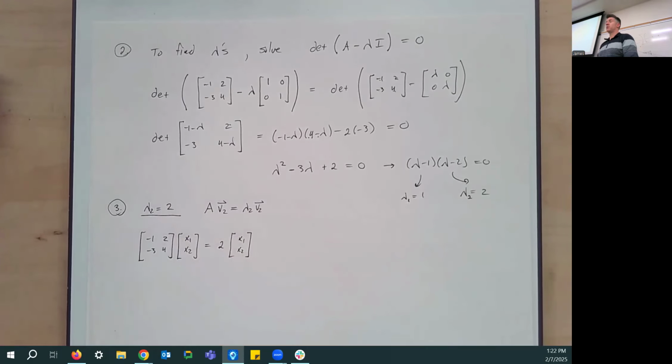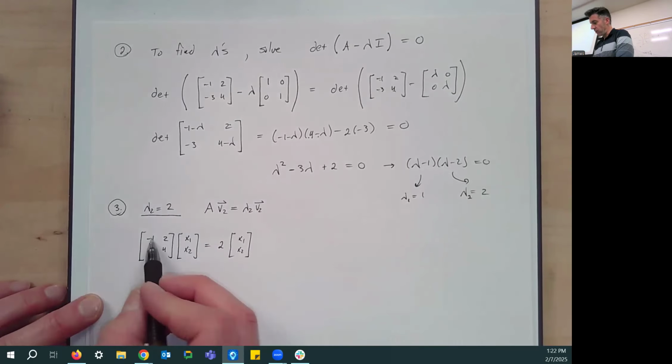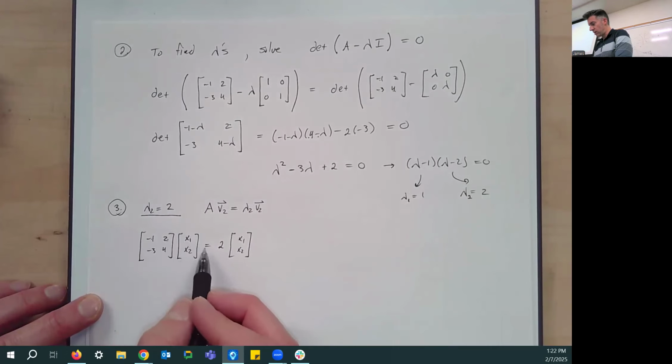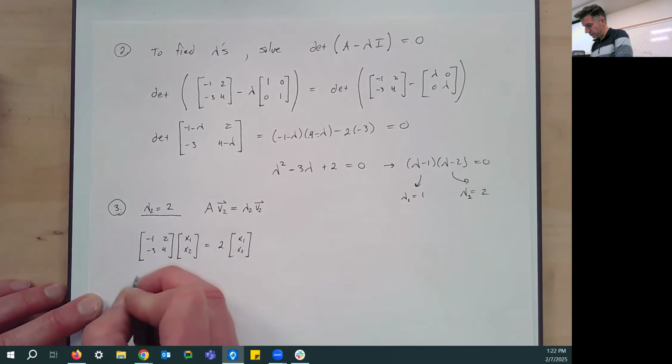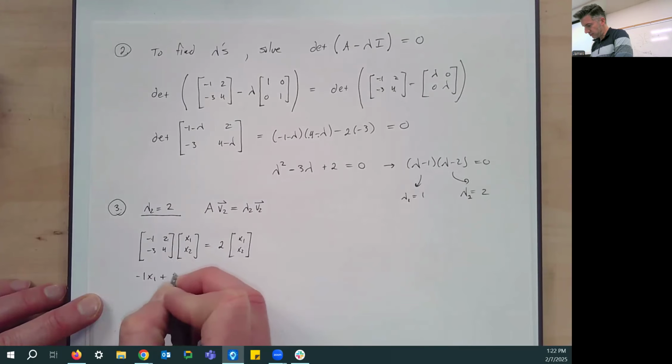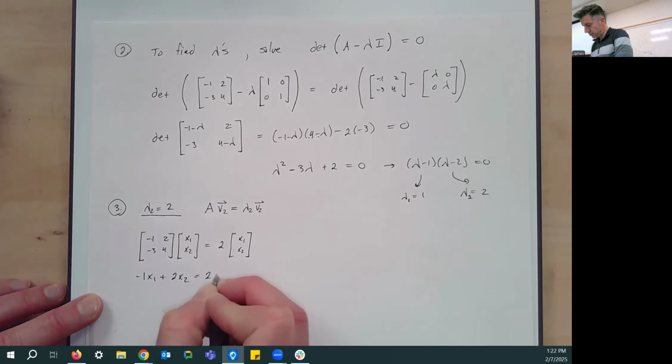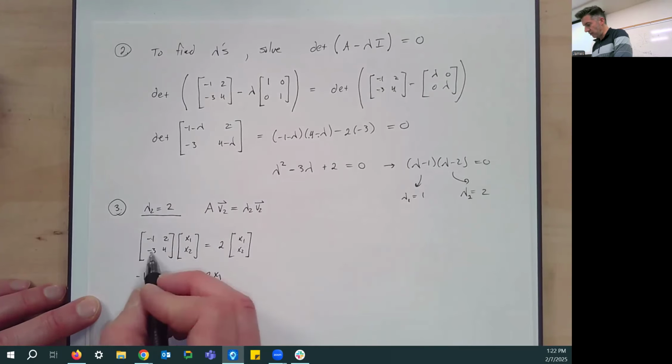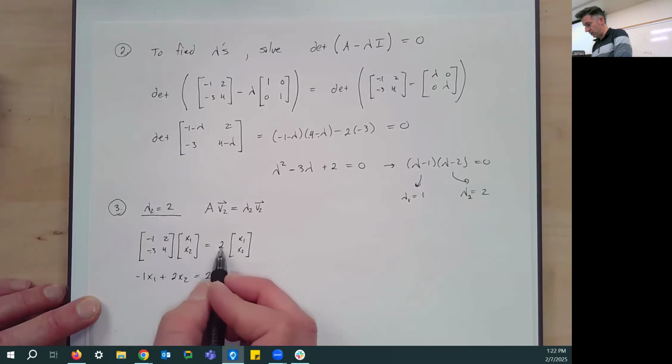Most of the time, nearly all of the time, you only need one of these equations. What do I mean by one of these equations? Well, this matrix equation here is really a system of two equations. It's -1 times x1 plus 2 times x2 equal to 2 times x1. And it's -3 times x1 plus 4 times x2 equals 2 times x2.